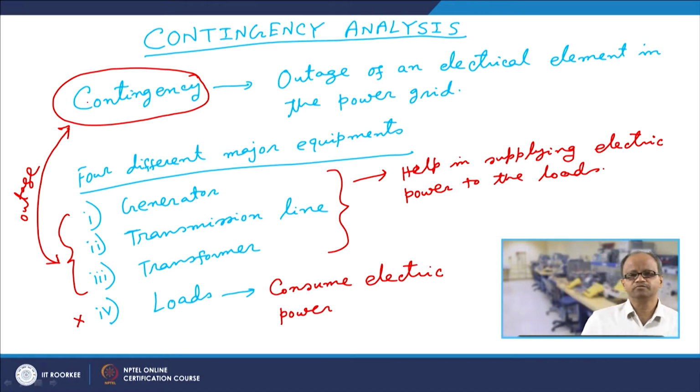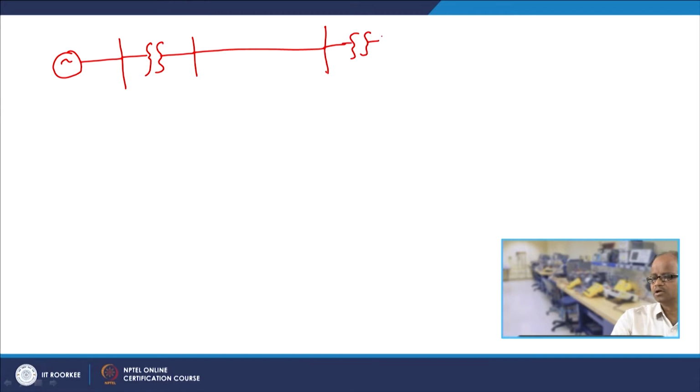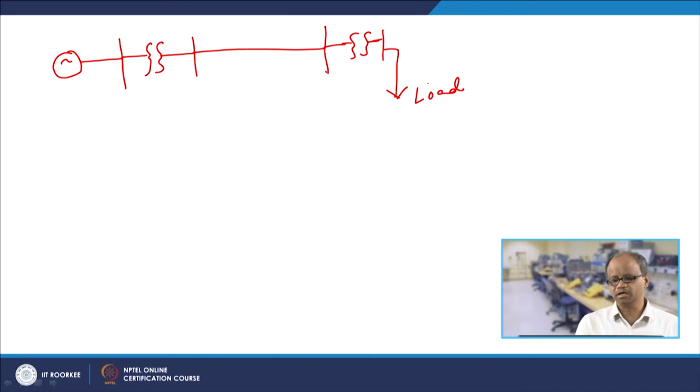For the purpose of analysis, transformer and transmission line are taken to be equivalent. Why is it so? If we look into a very simple power system grid, I have got a generator, then a transformer, then some transmission line, then another transformer, and then some loads. The load does not come under the aegis of contingency analysis; only the generator, transmission line and transformer do.